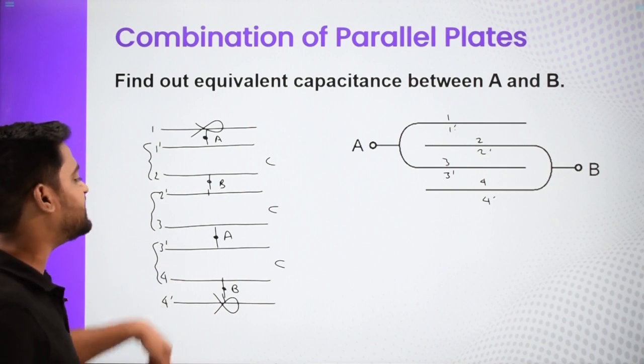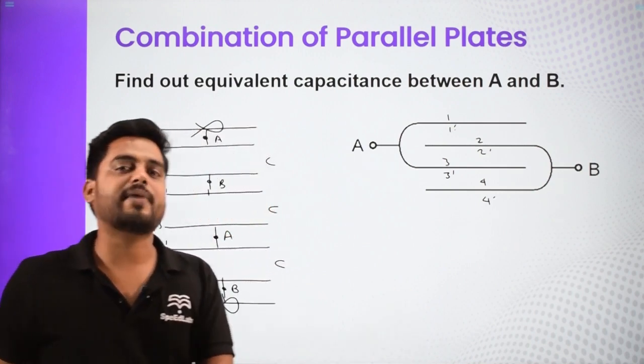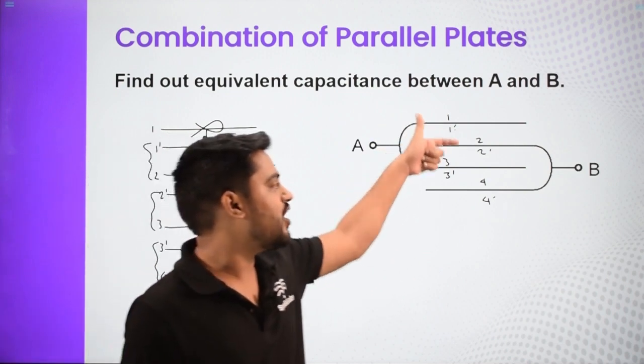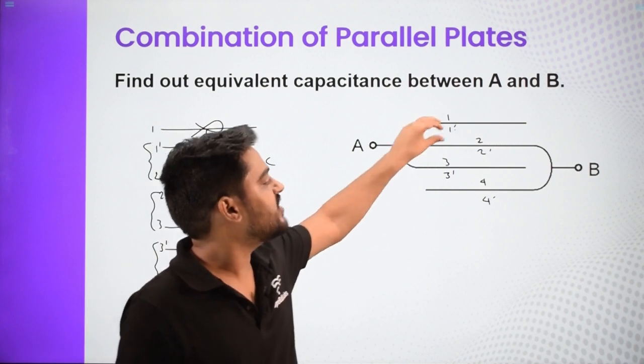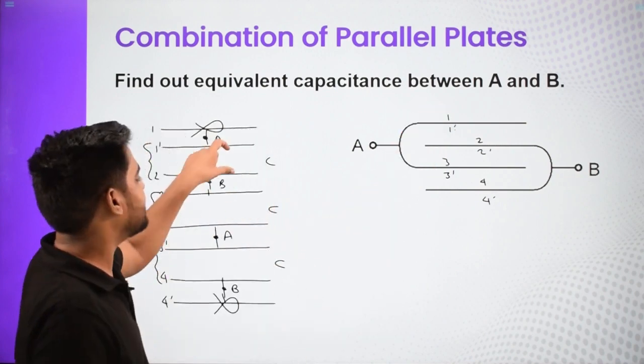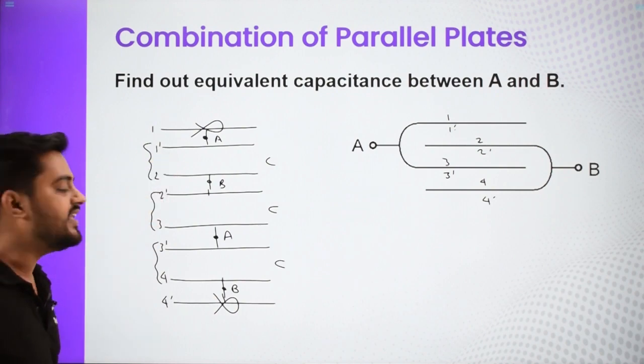Why is each and every capacitor C? Because see, what is capacitance? Epsilon naught A by D. Epsilon naught is the same for all the capacitors. Area of all the plates is equal. The distance is also equal. So I can treat them as equal capacitors. So there are 3 capacitors which are connected between point A and B only.